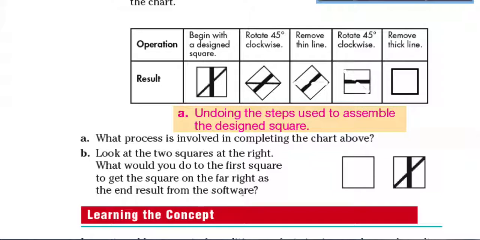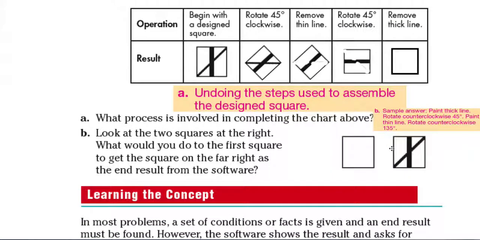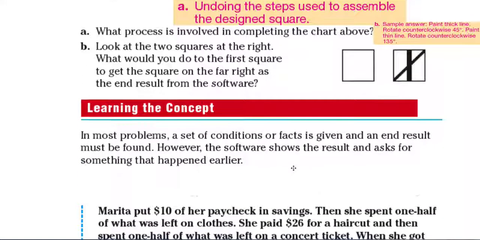What would you do to the first square to get the square on the far right as an end result from the software? If we're going to use the same software, we probably will paint a thick line, then rotate counterclockwise 45 degrees, then paint a thin line, then rotate counterclockwise 135 degrees. So what did we do there? We actually worked backwards. From that blank square, to be able to get back to that square, we need to work backward. That means we paint the thick line first, then rotate it, then paint the thin line, and then rotate it some more.